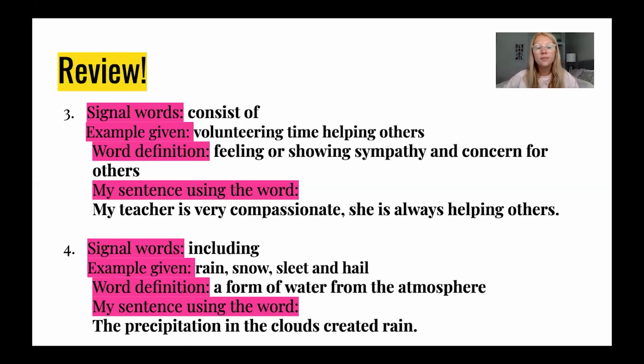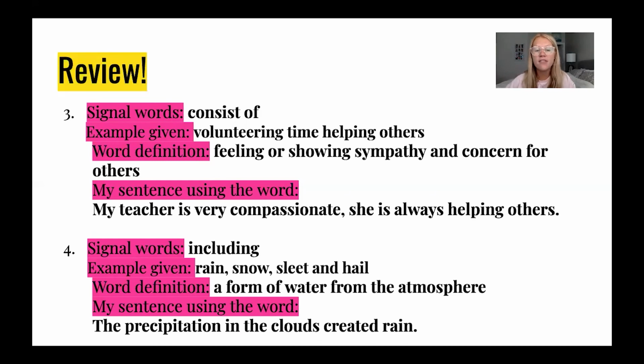Number 4, the signal word for number 4 was including. The example given in the sentence was rain, snow, sleet, and hail. So those were different types of precipitation.